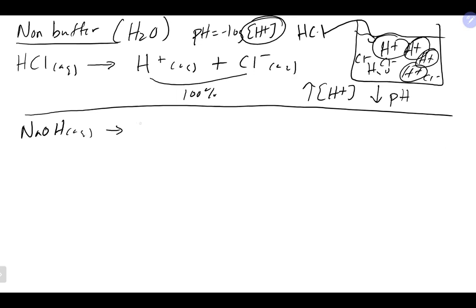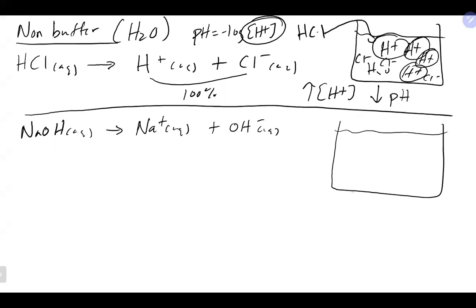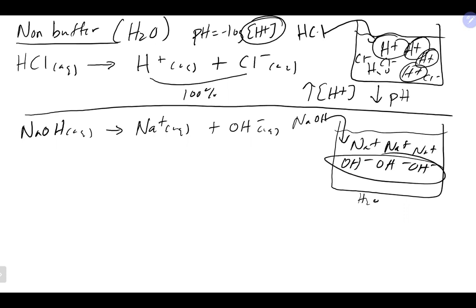It also would 100% break apart into sodium ion and hydroxide ion. Now, if we look at our beaker here of water and we add our sodium hydroxide to it, we're going to get a bunch of sodium ions and a bunch of hydroxide ions. We just added a lot of free hydroxide. And if you remember, as the hydroxide concentration increases, the H plus concentration goes down and the pH goes up.